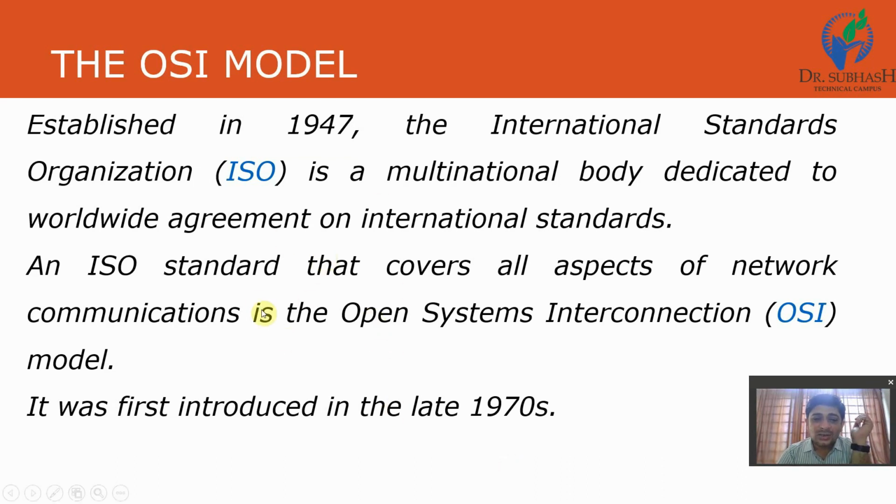Now, an ISO standard that covers all aspects of network communication. Whichever network communication is made by any computer or any system, it must follow the ISO standard rules. The 802, 8001 family, IEEE families, those are ISO standards. And now, whatever network related rules are defined by OSI, that is Open System Interconnection.